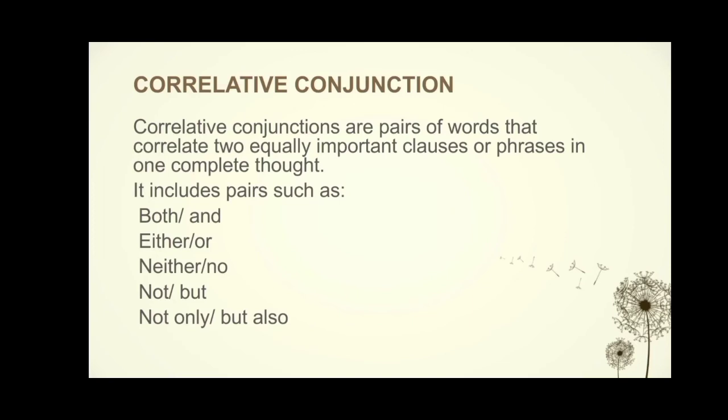Let's move to a more advanced topic. First, correlative conjunctions. Correlative conjunctions are pairs of words that correlate two equally important clauses or phrases in one complete thought. They include pairs such as both/and, either/or, neither/nor, and not only/but also. It confuses students to attempt to teach all four conjunctions in their own unit. They have to be well versed in other grammatical elements in order to understand them.